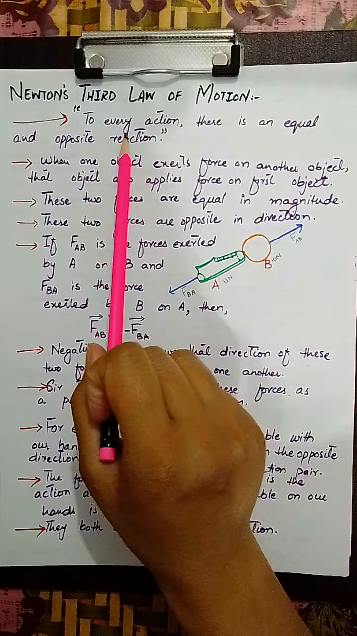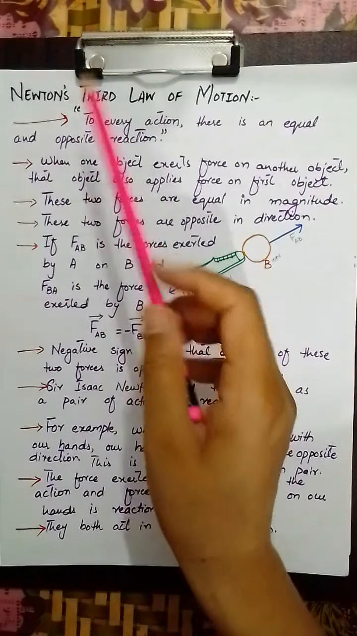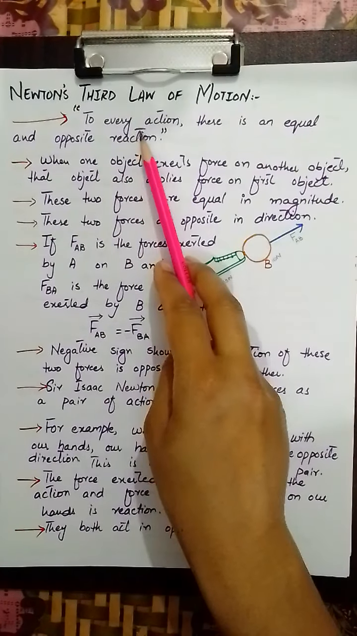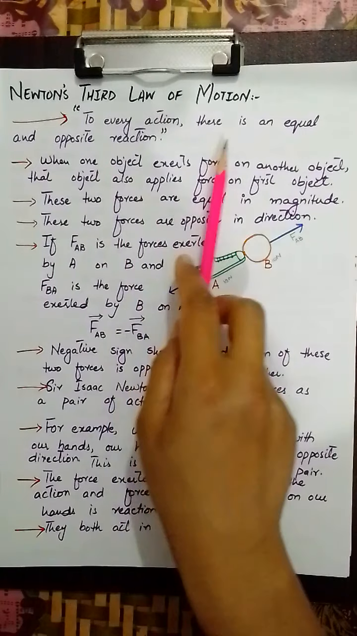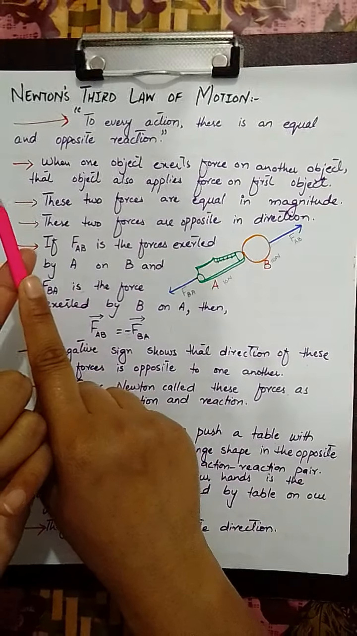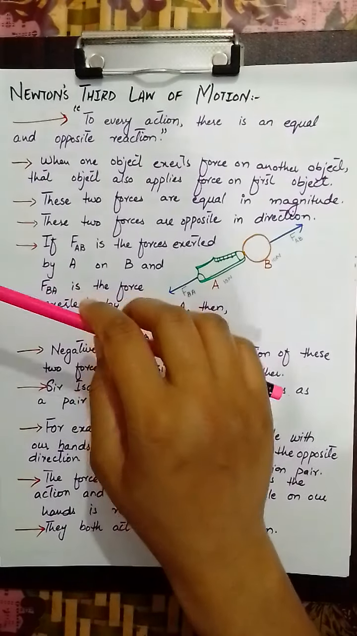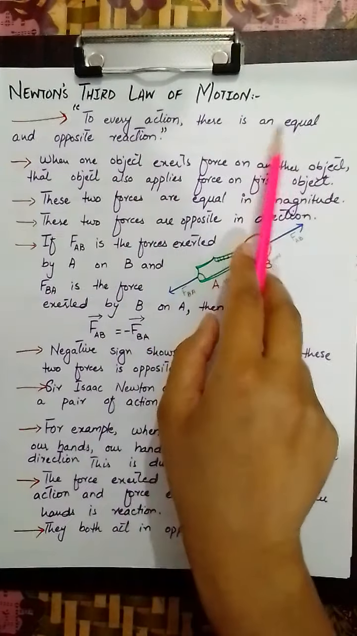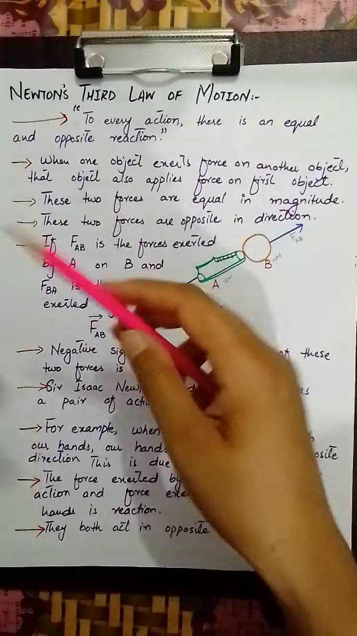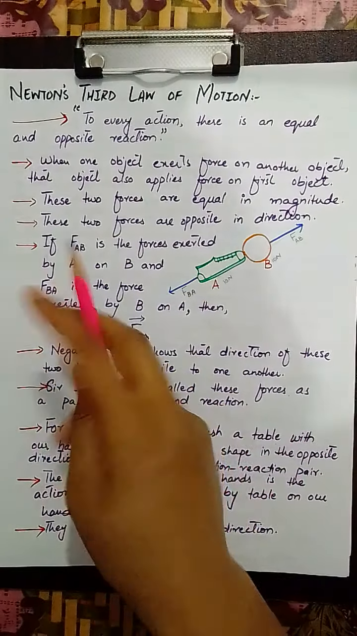For every action, whenever we do some kind of action, meaning the application of force, there is an equal and opposite reaction. Equal means equal in magnitude. So agar main 5 newton force apply kar rahi hoon, then jo mujhe reaction mein force milegi, that would also be 5 newtons. So for every action there is an equal and opposite reaction. Opposite because the action and reaction forces would act in just opposite directions.